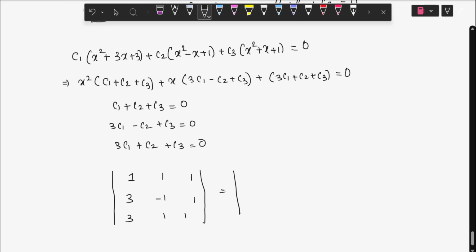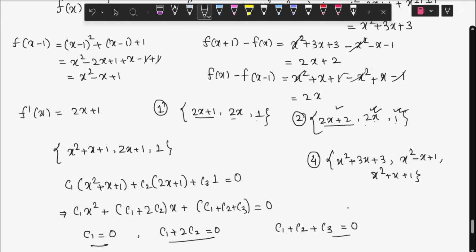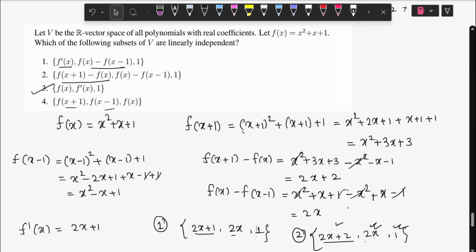To calculate the determinant, we are subtracting the first row from the second row. So if I subtract the first row from the second row, I have 2 minus 2 0. If I subtract the first row from the third row, I have 2 0 and 0. So if we expand with respect to 2, I have 4, which is non-zero. So the coefficient determinant is non-zero, hence the system has only one solution, which is 0 0 0. So therefore this is again a linearly independent set. So option D is also a correct option.